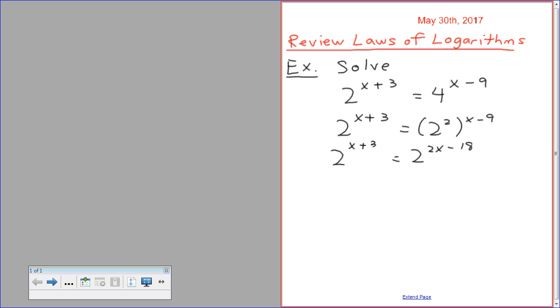Okay, so remember the power rule for that. If you're raising a bracket to a power, it's like multiplying. Okay, Alistair, what do you do at this point in the game? Drop the base.